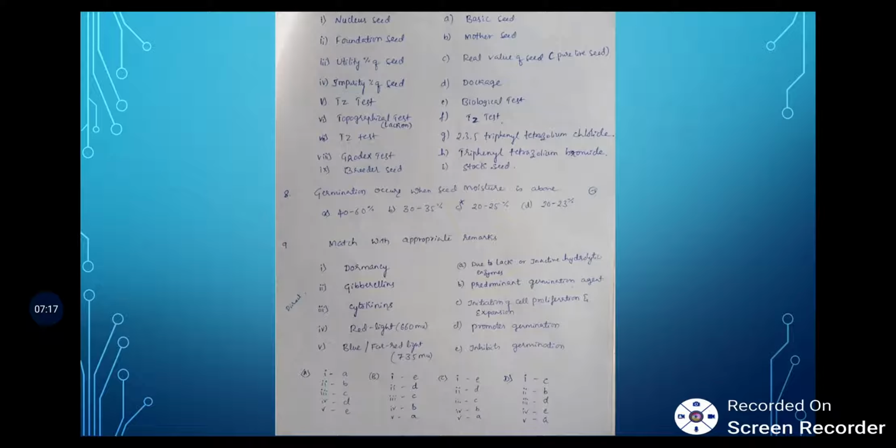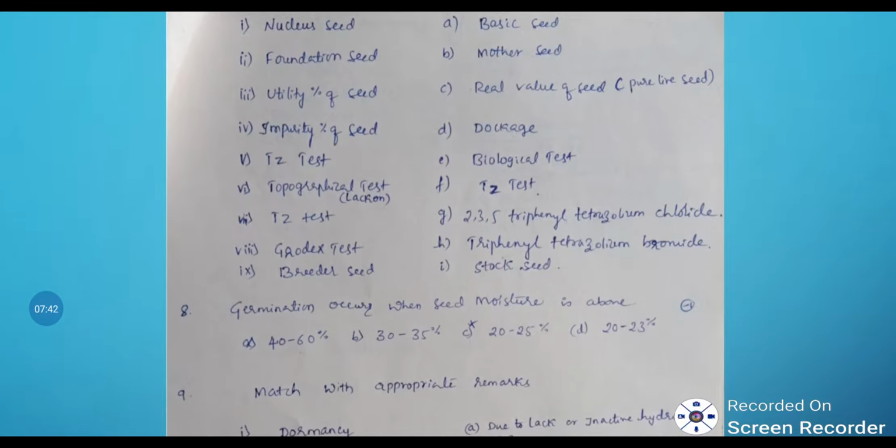So we shall move to the next question. Here we have some other names of particular kinds. Directly the things are given: nucleus seed is called basic seed, foundation seed is called mother seed, utility percentage of seed, that is the real value of seed or pure live seed. Impurity of seed is called dockage.